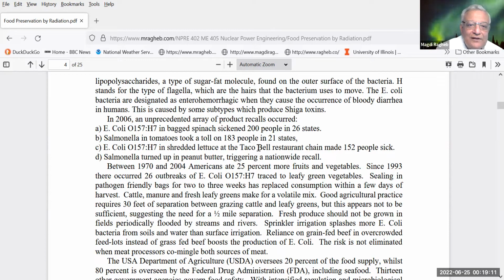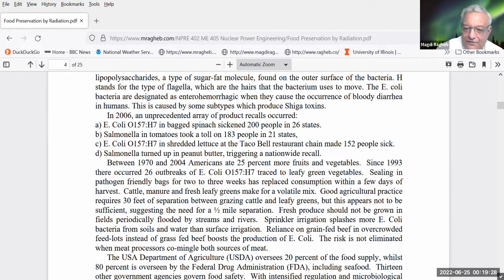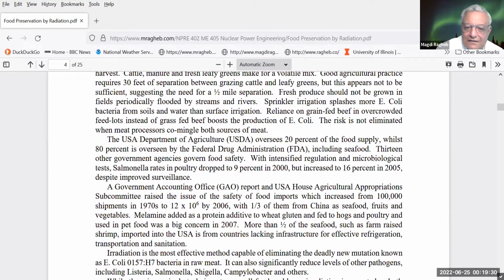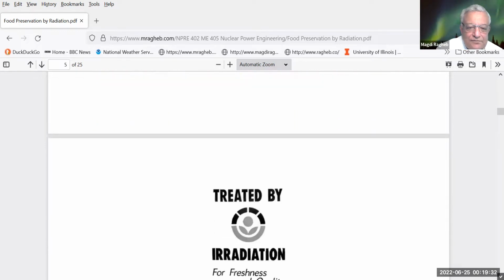If you go to the Taco Bell restaurant chain, they use that shredded lettuce. It made 152 people sick. Salmonella turned up in peanut butter, as I suggested, and it caused a nationwide recall. These are just examples of what happened in our food supply, even though it's the best in the world.